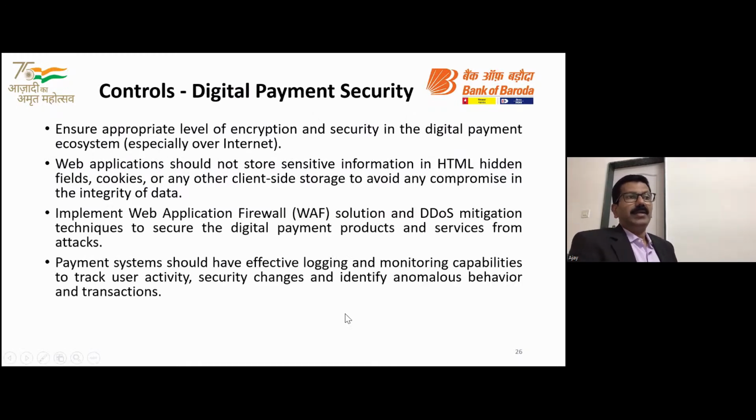It is mandated that DDoS mitigation should be there, which was already covered in the earlier cybersecurity framework. Then the payment system needs efficient logging and monitoring capability. This is the most important item.